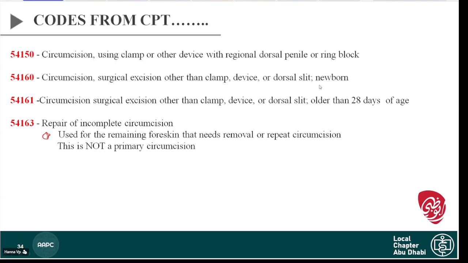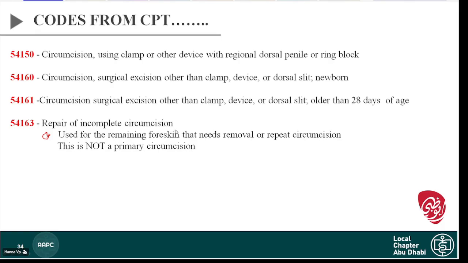Here you can see we have a code for newborns also. At the same time, can you see the 161 code? This is for older than 28 days of age. So the code for a newborn is different, and for older than 28 days, maybe children, infants or adults, you can see here. At the same time, there is another code, 54163, repair of incomplete circumcision.